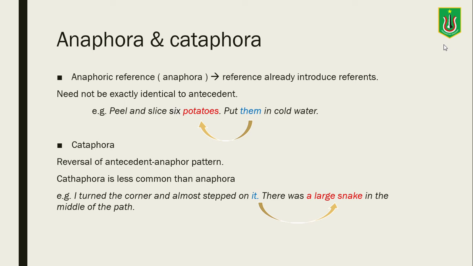For example, I turned the corner and almost stepped on it. There was a large snake in the middle of the path. The pronoun "it" is used first and is difficult to interpret until the full noun phrase is presented in the next line. This pattern is technically known as cataphora.